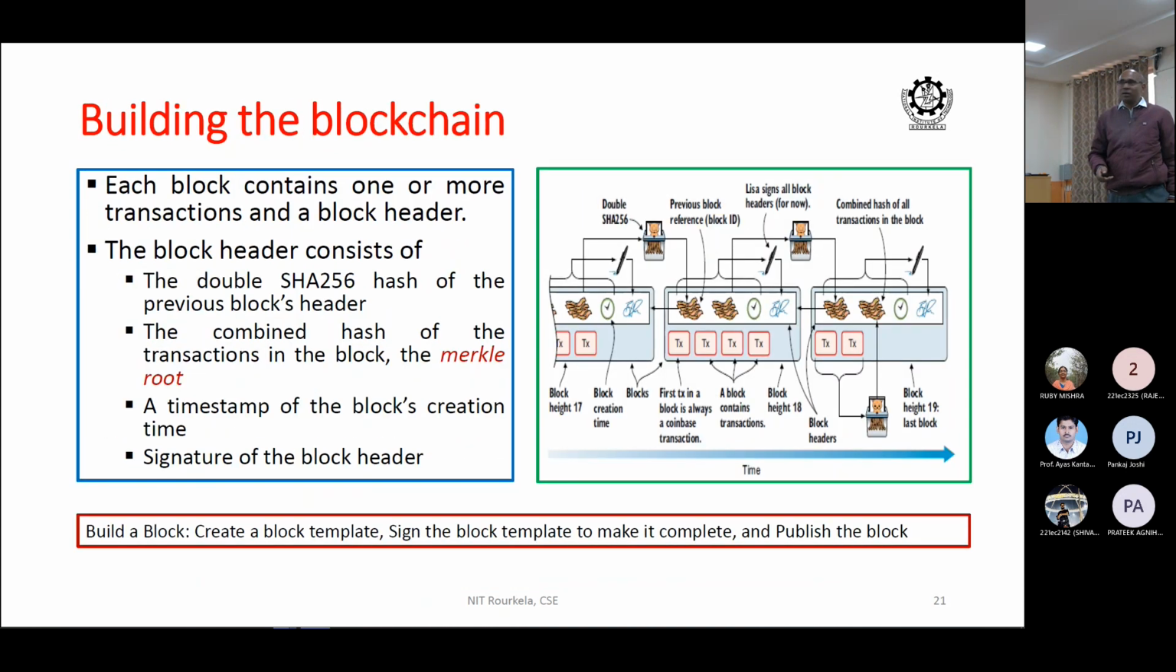Okay. So what we said, you create one template, right? What does that block template say? The block template says there is a header. The header has the hash of the previous block and the hash of the current block, with some information. Then there is a timestamp and a digital signature. Then the template also says there is data. Data is nothing but the transactions.